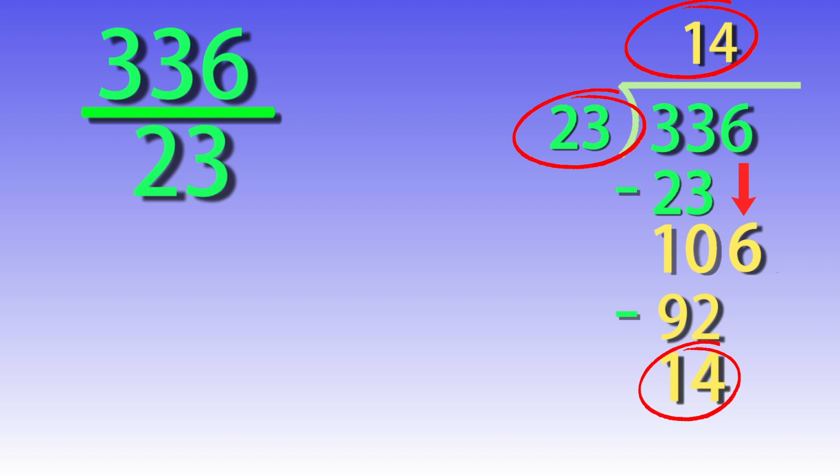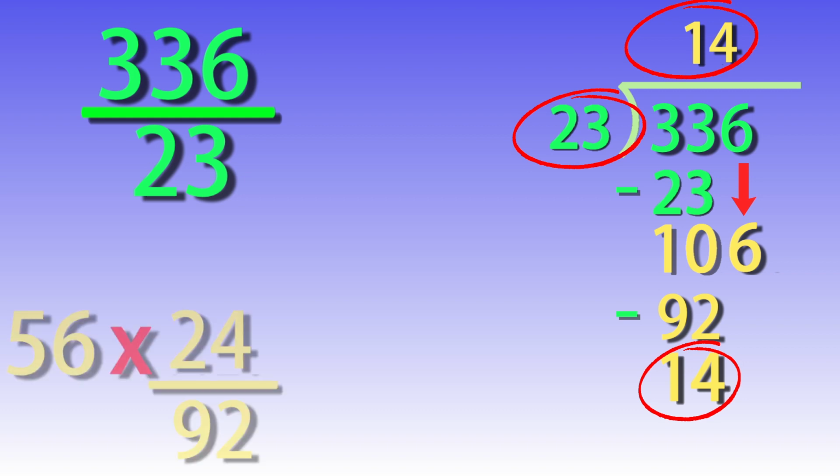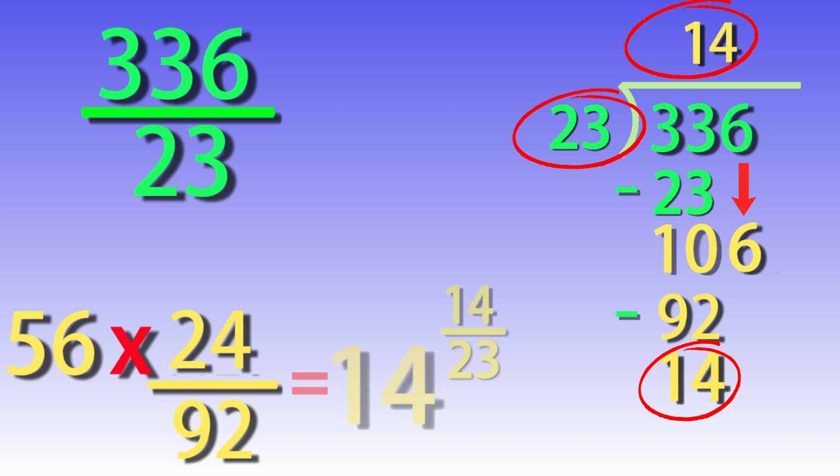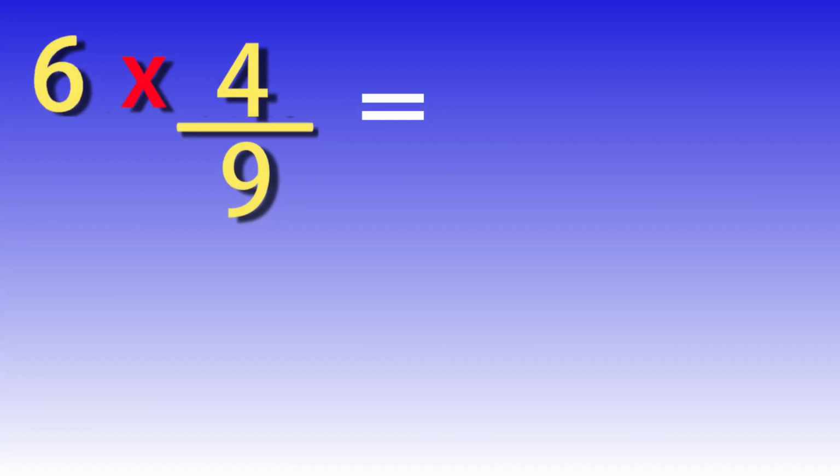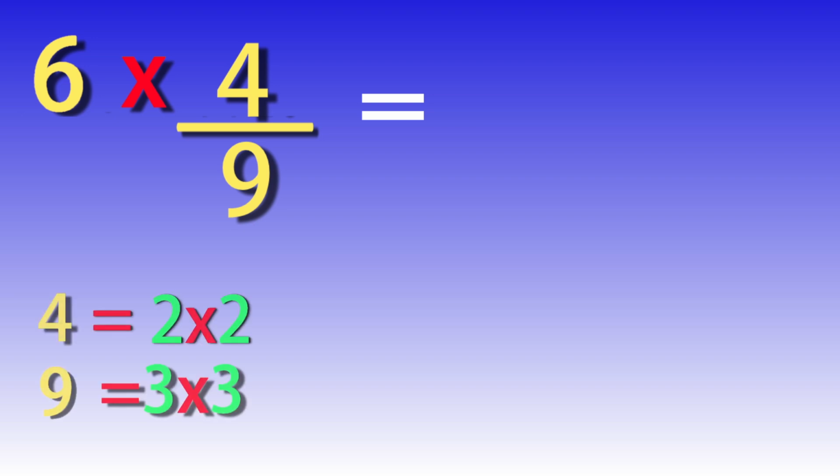So putting it all together, we get that 56 times 24 over 92 equals 14 and 14 over 23, and that's our answer. Now, just to see how well this second method works, let's use it on our original problem, 6 times 4 over 9. In step 1, we simplify the fraction if possible. Well, 4 and 9 share no factors, so the fraction 4 over 9 cannot be simplified.